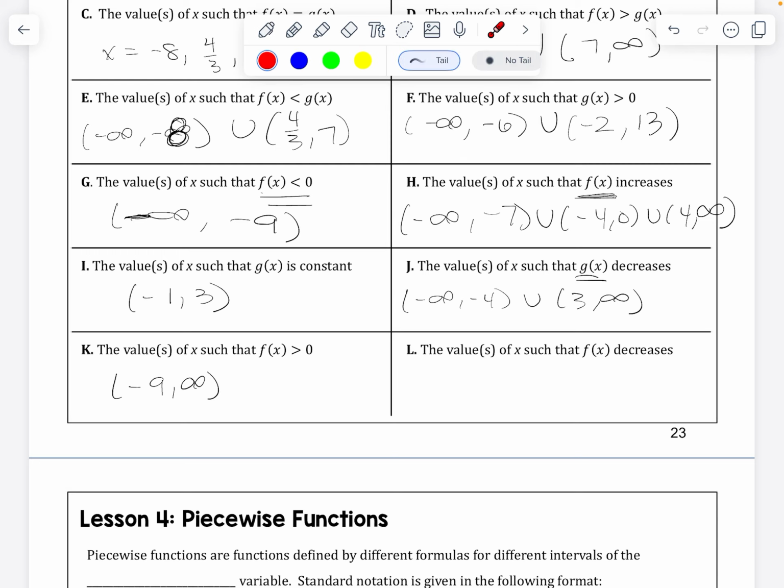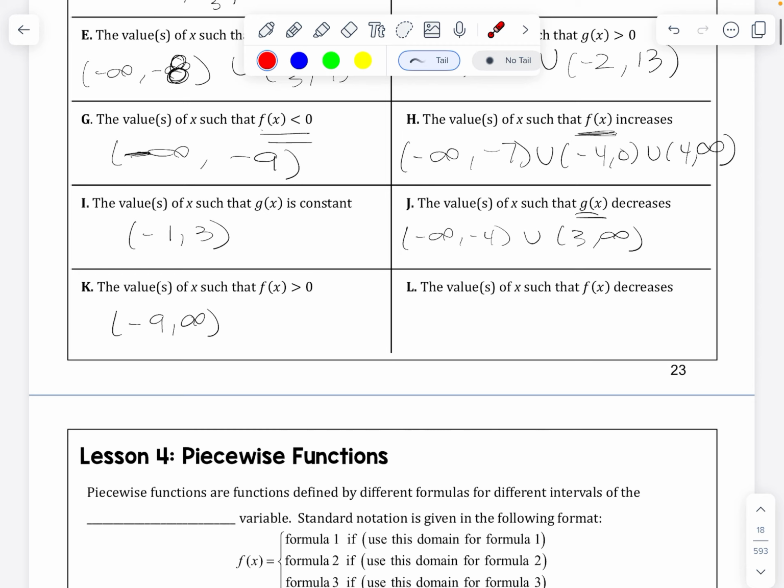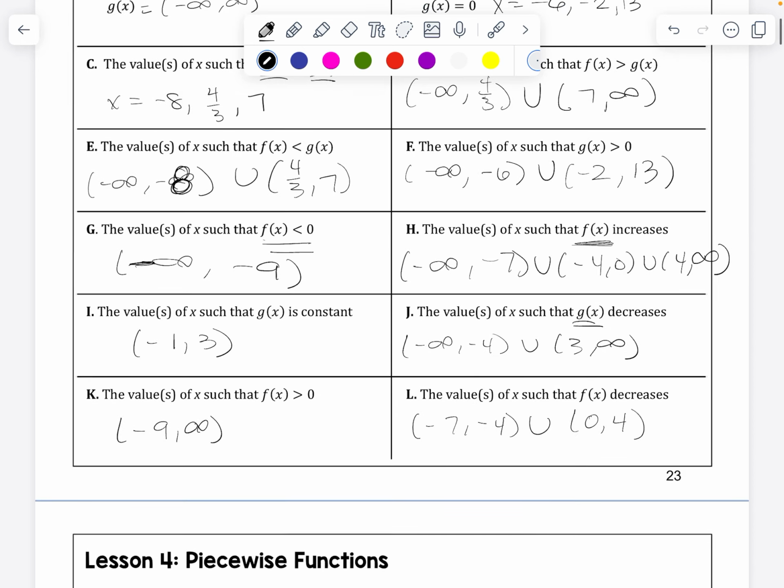And then our last one, it says the values of x such that f of x decreases. So f of x is that green one. We're increasing, but now we're decreasing, increasing, decreasing, and then increasing again. So we see decreasing from when x is -7 to -4, and again from 0 to 4. And that's it for section 3.